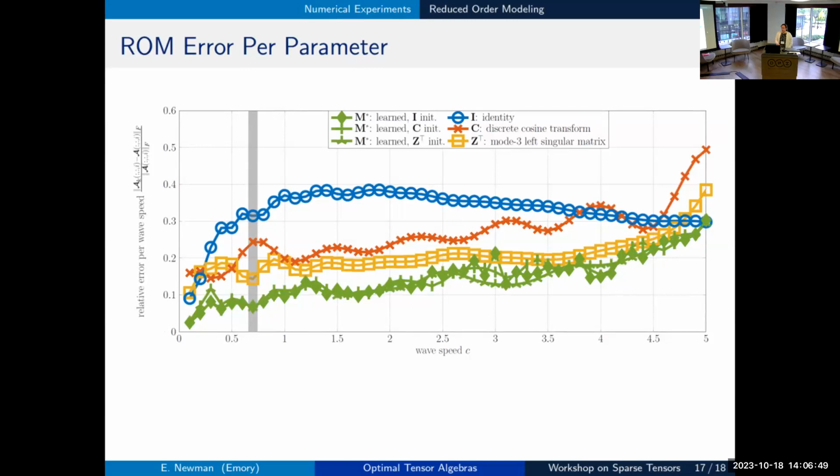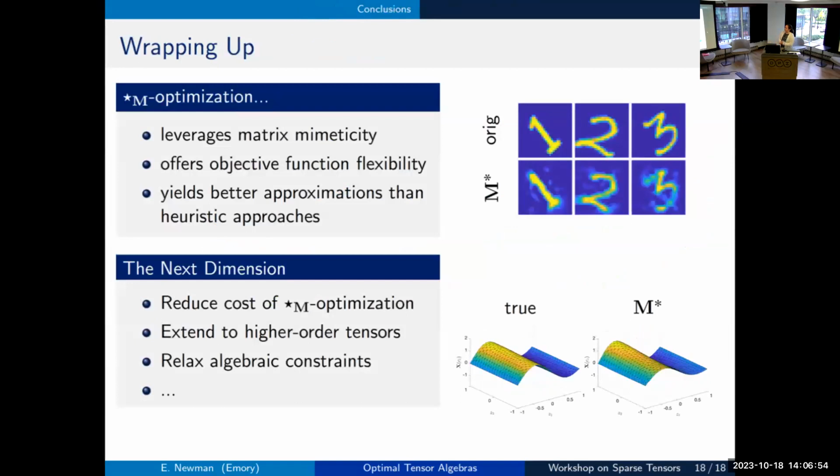So just to wrap up, we talked about star M optimization, how we leverage matrix mimeticity. We have some flexibility with the objective function, and we can get better approximations than heuristic approaches. Where we are going next is really reducing the cost of this star M optimization. We view this as an offline cost currently.